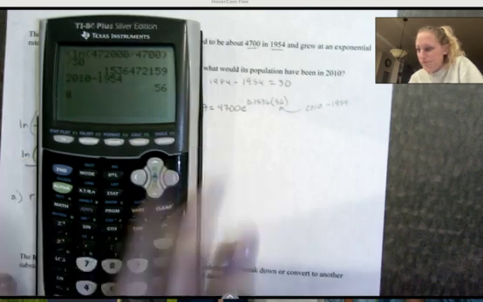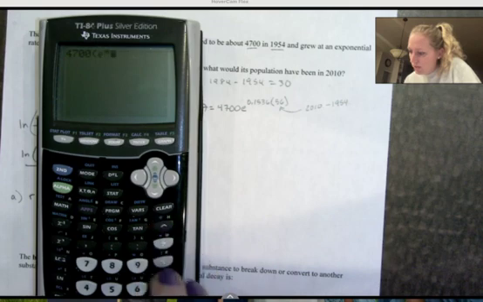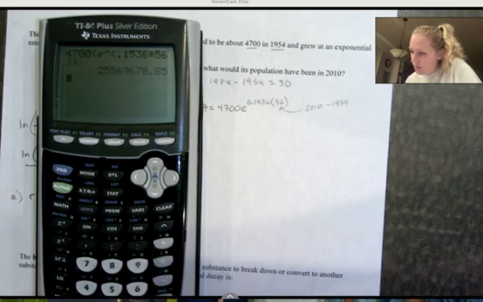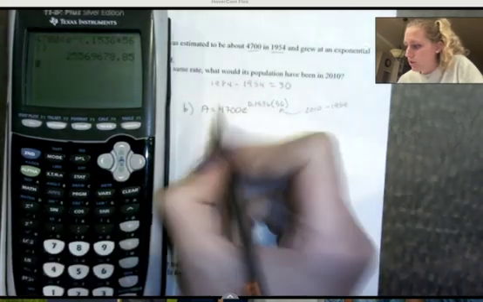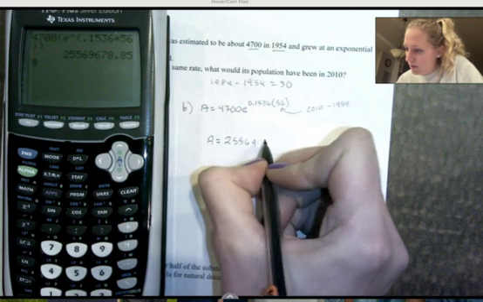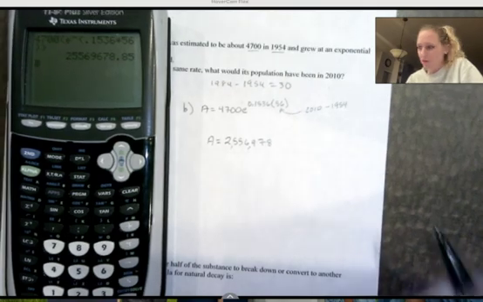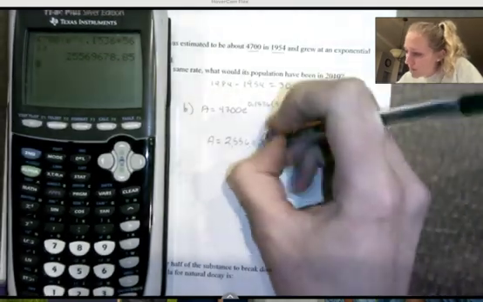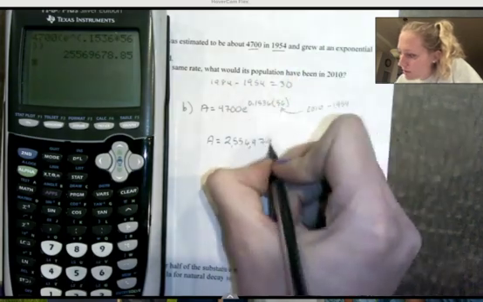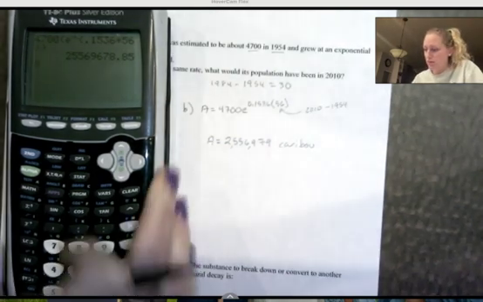So we're gonna go 4,700 times E raised to the 0.1536 times 56. All right, so if the population continued at that growth rate, this is how many caribou: 69678. So 2,500,000 about, okay? And I could probably round this up to 9, talking about whole numbers. So that's how many caribou there would be if it continued at that same growth rate.